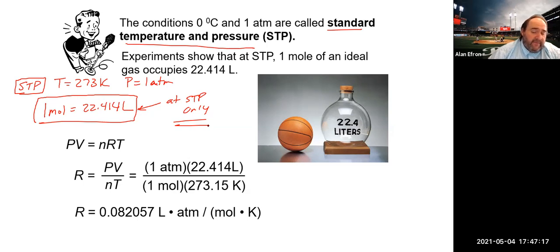This is also how we get the value of the gas constant. If we put STP conditions in here and solve for R, rearranging our gas law by dividing n and T to the other side, we get that value for the gas constant as we see there on the bottom, which is basically 0.082057, and again rounded to either 0.08206 or 0.0821. Any questions on that there?